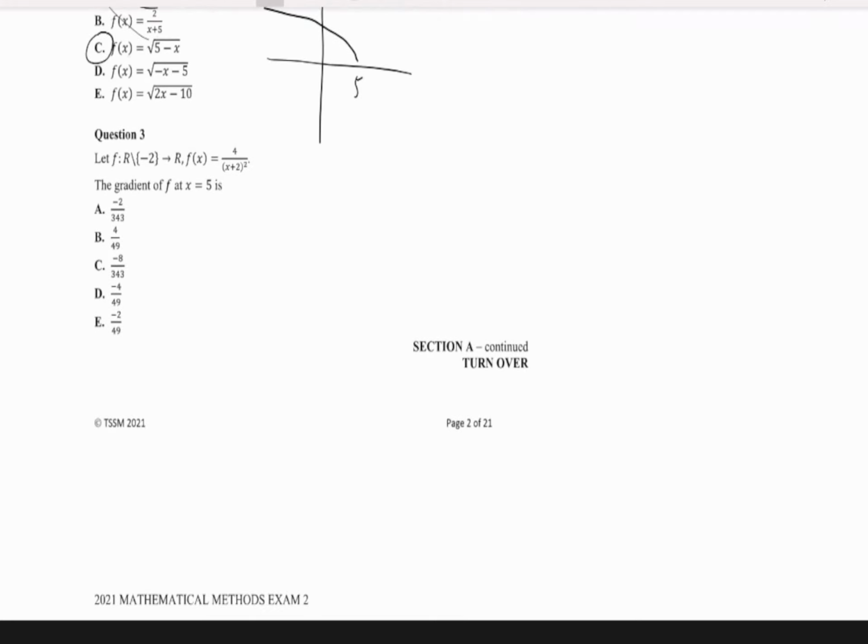Question 3, f dash x is -8x divided by (x plus 2) to the power of 3. And f dash 5 equals -8 on 7 cubed, which is option C.